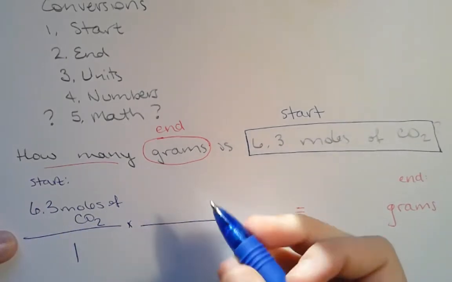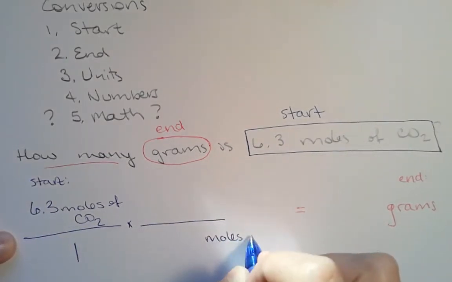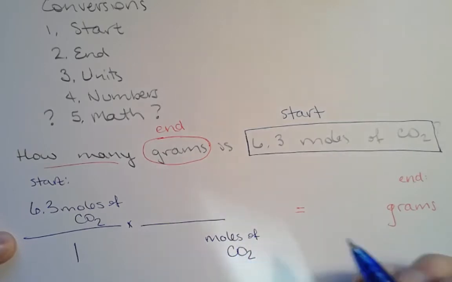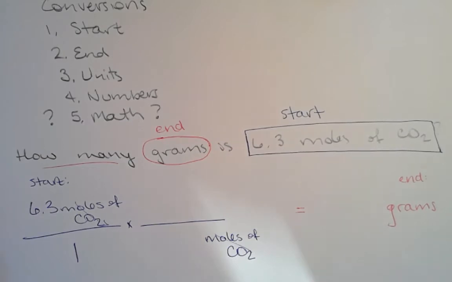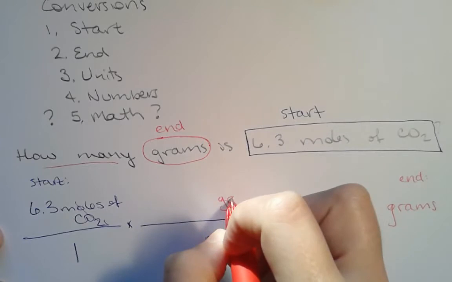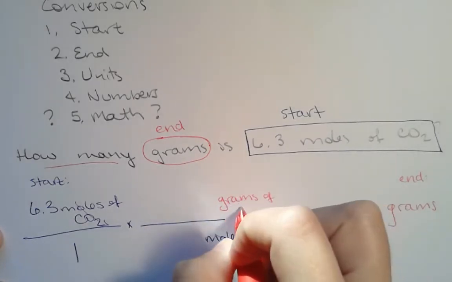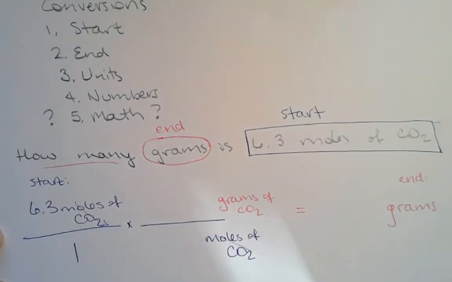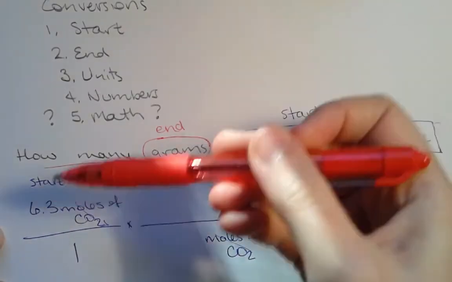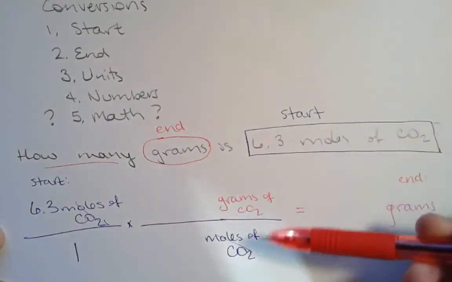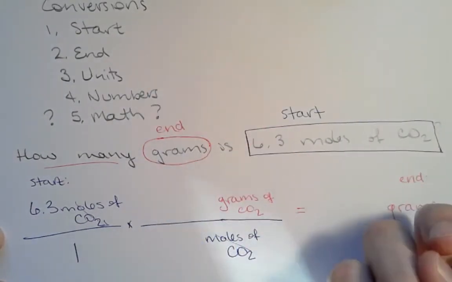Take the units that you're starting with, moles of CO2. You want to get rid of that starting unit. You want it to cancel out. So we're going to take it from the top to the bottom of your giant fraction, cancel it out. What you want to solve for is grams, so put that unit on top, grams of CO2. Okay, got the start, got the end, got the units for the conversion. Let's get the numbers for the conversion.